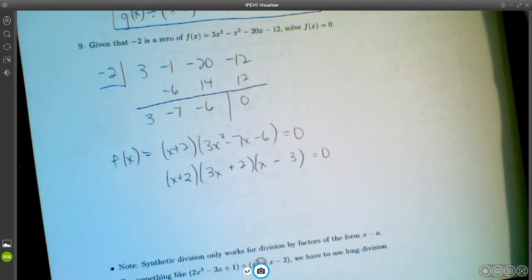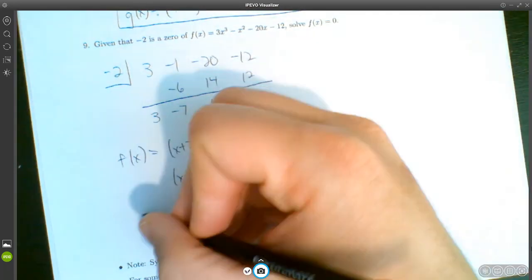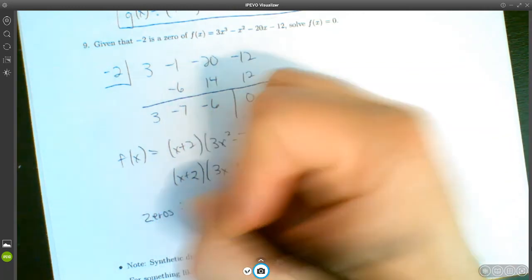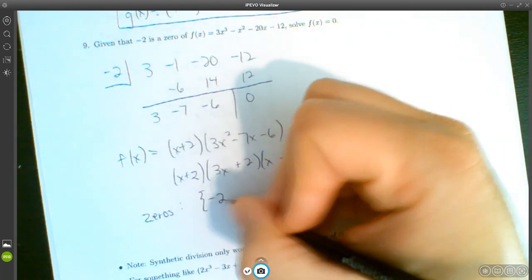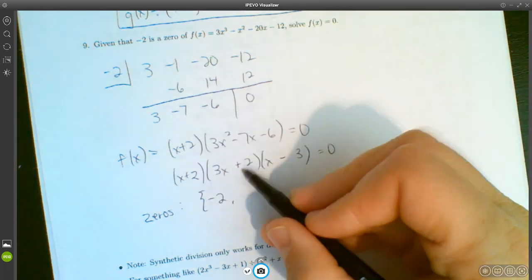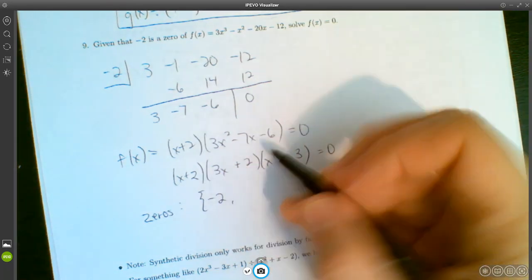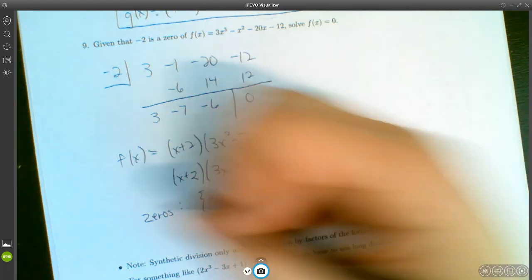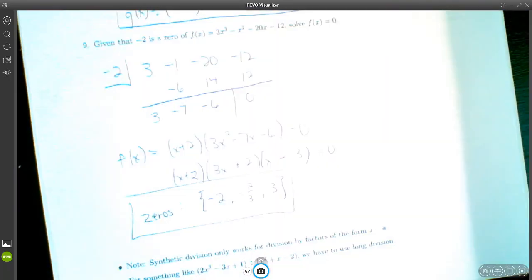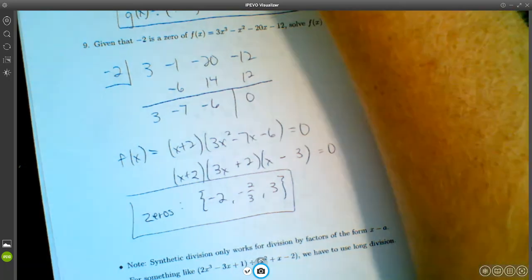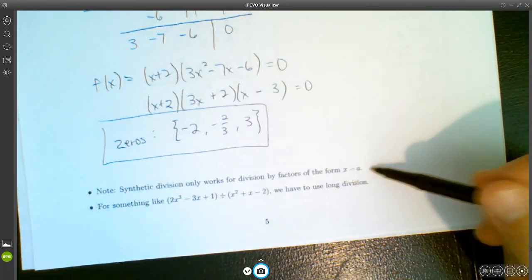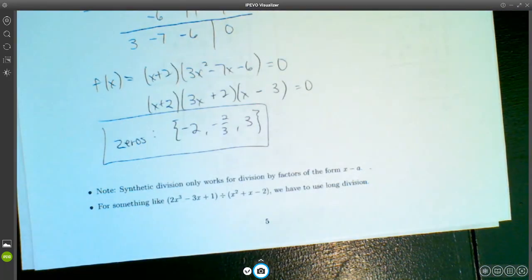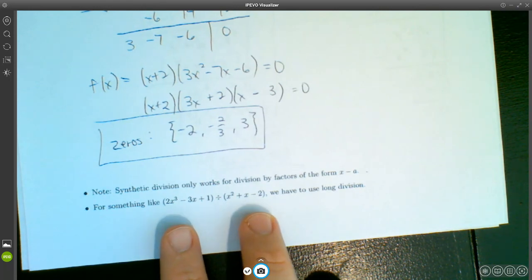There you go. So the zeros are negative 2, negative 2/3, right? Subtract the 2, divide by 3, so negative 2/3, and then positive 3. Okay, and that's it. I think I've already given you this warning, right? Synthetic division only works for factors of the form x minus a or x plus a. For something like this, we would have to use long division.